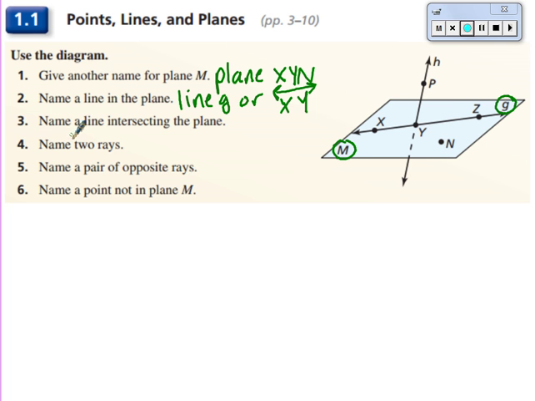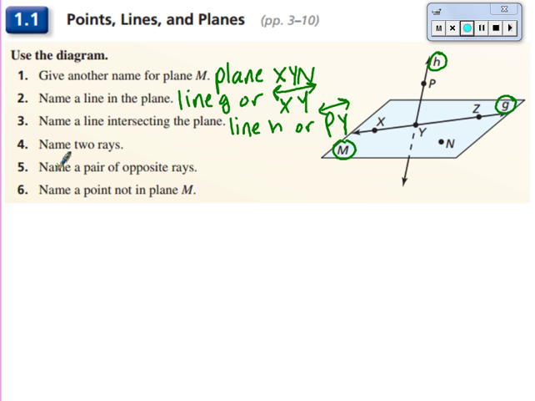Number 3, name a line that is intersecting the plane. So that would be referring to the line crossing through, which would be line H. So you could write line H, or you could pick 2 letters on that line, 2 points, so that could be PY. And again, you want to put your line symbol above it. That's the arrow on both sides.